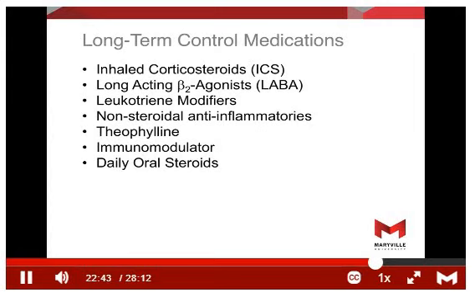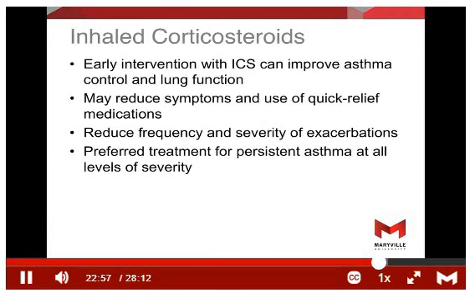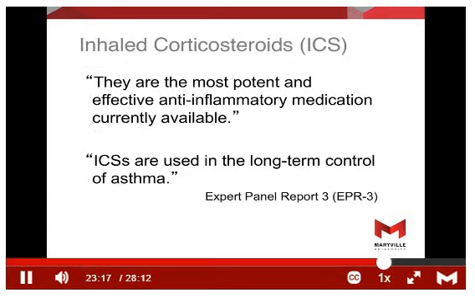Long-term control medications are your inhaled corticosteroids, your LABAs, your leukotriene modifiers, non-steroidal anti-inflammatories, theophylline, immunomodulators, and daily oral steroids. Your inhaled corticosteroids are early intervention, can improve asthma control and lung function, and may reduce symptoms and use of quick relief medications. They reduce frequency and severity of exacerbations, and they're the preferred treatment of persistent asthma at all levels of severity. They are the most potent and effective anti-inflammatory medication currently available, okay? And they are used for long-term control of asthma.